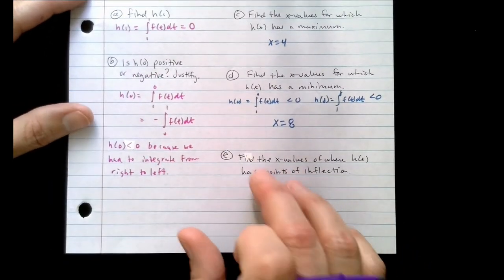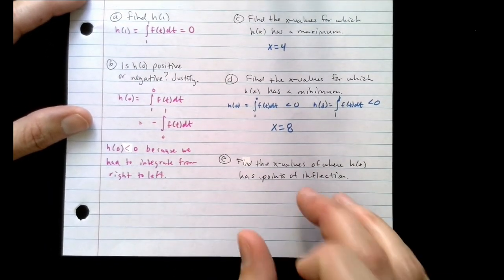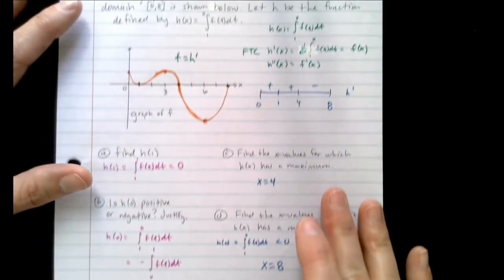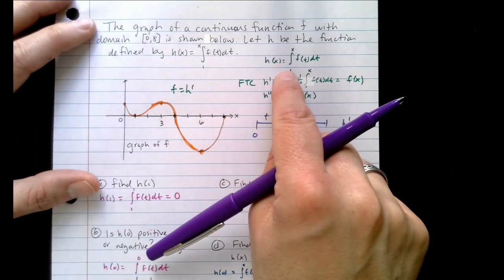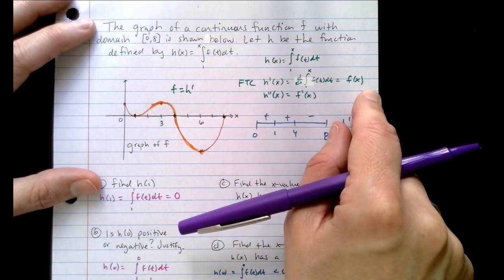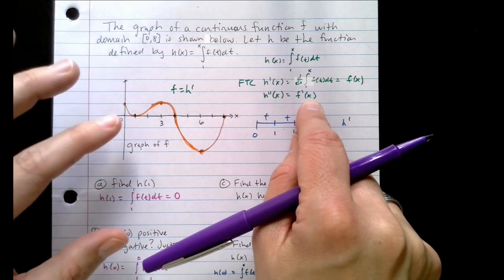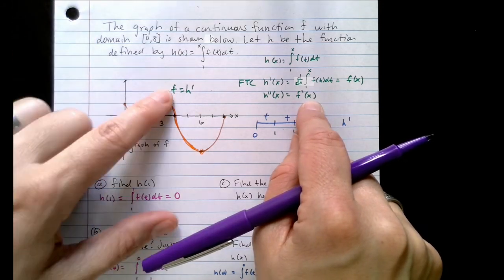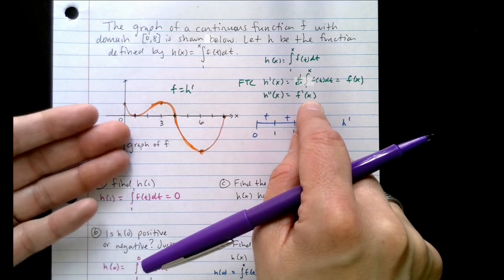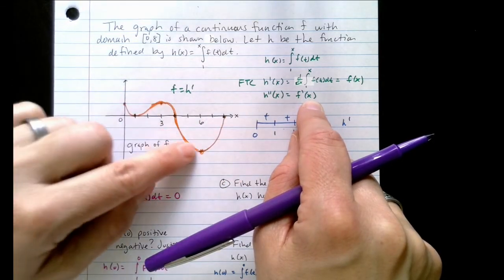Now let's look at the last one. Find the x values for which h has points of inflection. So points of inflection require the second derivative. Okay, let's go back up to here. We know h is the integral of f. That means h prime is f. But that means h double prime is f prime. So if this is the graph of f, which really represents h prime, then I need to do the derivative of f to get h double prime. That's what this says.